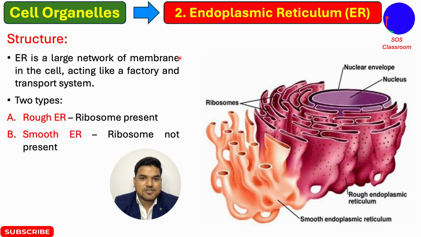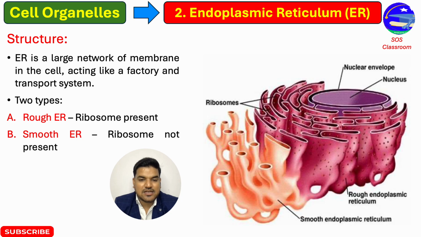Let's discuss the endoplasmic reticulum. There are two types of endoplasmic reticulum. So what is endoplasmic reticulum? It is a large network of membrane. You can see this is the large network of the membrane, acting like a factory and transport system. It is of two types: rough ER and smooth ER.